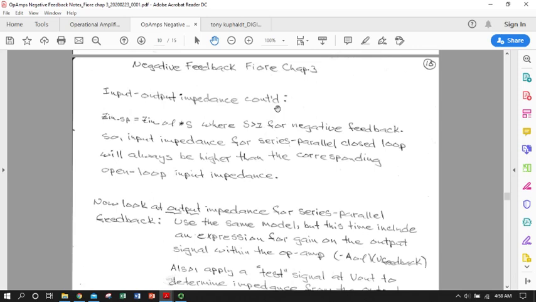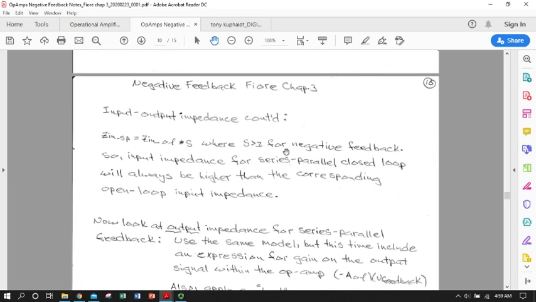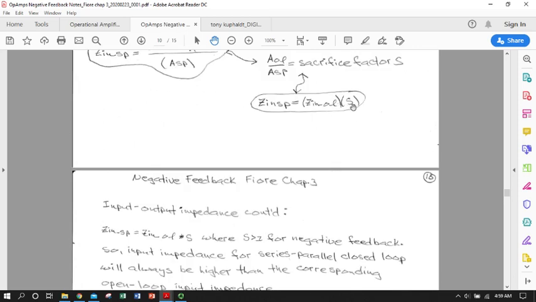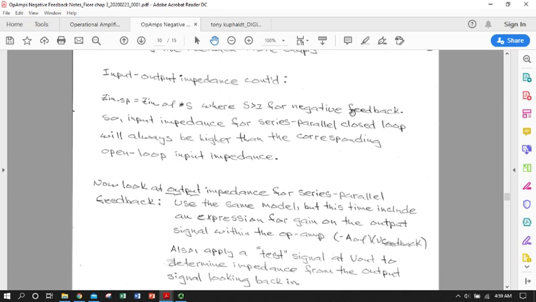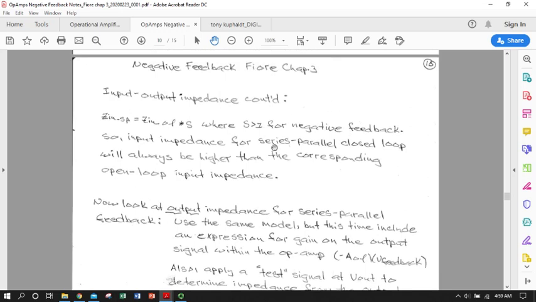Okay, we're going to take a break here, and then we're going to take another look at impedance effects with negative feedback. We're going to look at output impedance, and I'm sure you all can guess that there will probably be some relationship to the sacrifice factor, and probably imagine that since we like low output impedance, we're going to hope that the sacrifice factor ends up in the denominator, so we're reducing output impedance. And I'll give you a hint, that's exactly what it does.